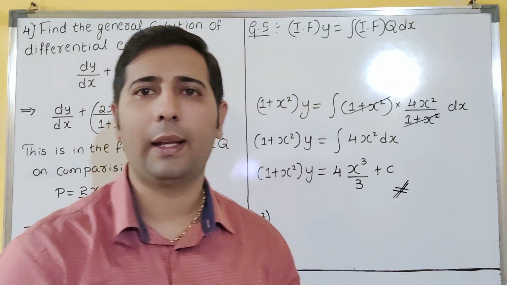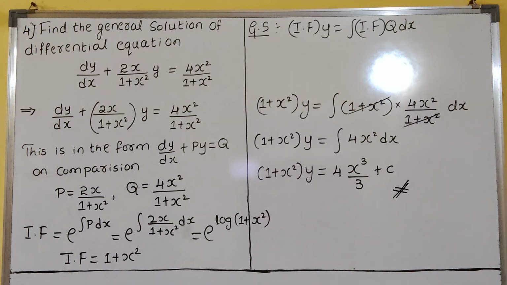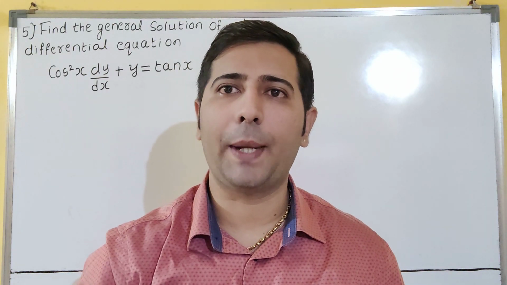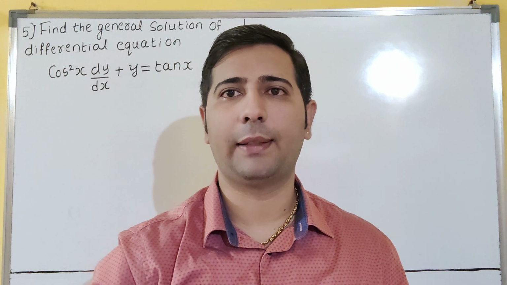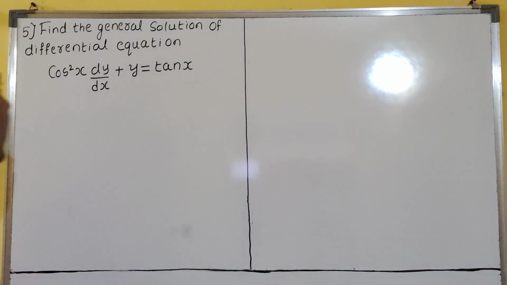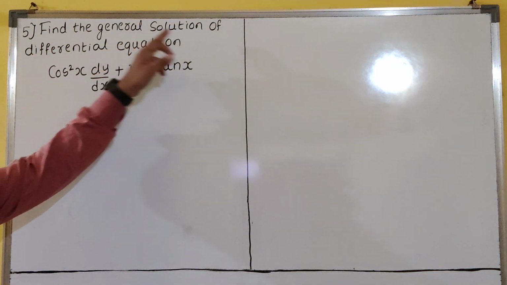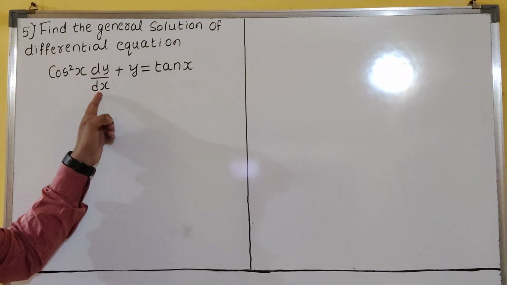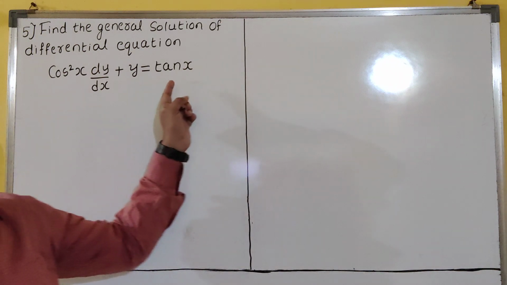Please copy this one, everyone. I hope all of you have copied. We'll see the 5th question, dear students, what it asked. So now see here. Find the general solution of the differential equation cos square x dy by dx plus y is equal to tan x.